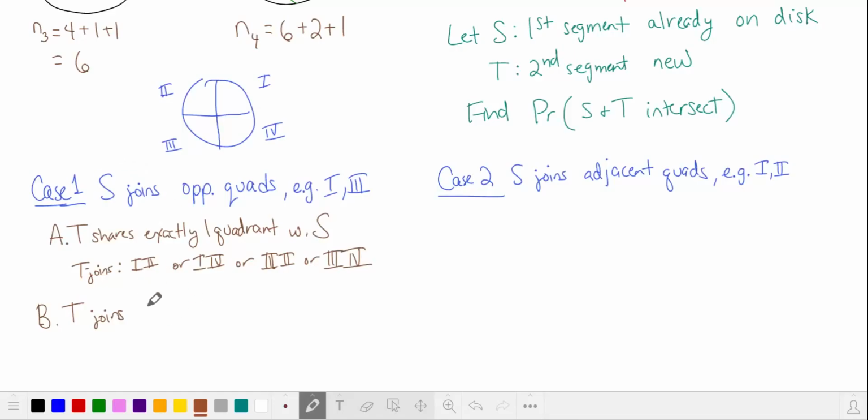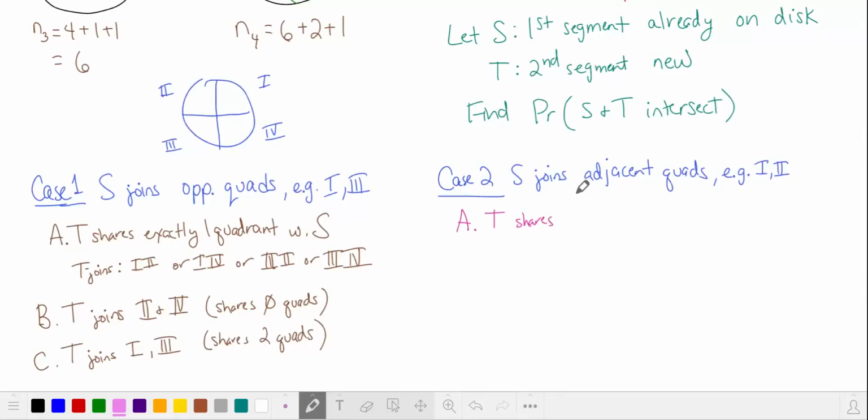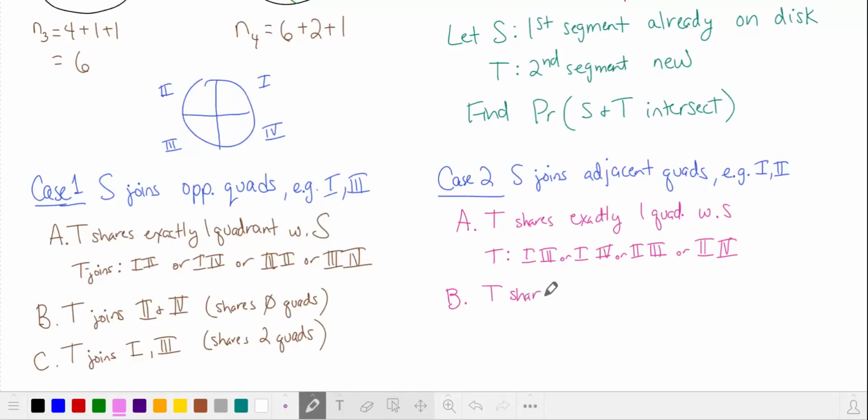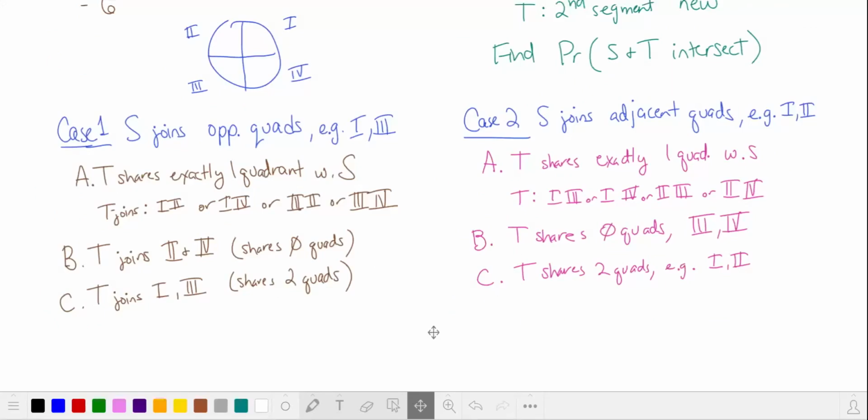So in this case, T would join quadrants 2 and 4. And lastly, T can join the same quadrants as S. So 1 and 3 again. The subcases will be similar here. Here T again shares exactly one quadrant with S. So for example, T can join quadrants 1 and 3, 1 and 4, 2 and 3, or 2 and 4. Case 2B again has that T shares no quadrants with segment S. In this case that would be 3 and 4, or T shares both quadrants. Same as S, 1 and 2. We'll find the probabilities of all 6 of these outcomes, starting with 1A.